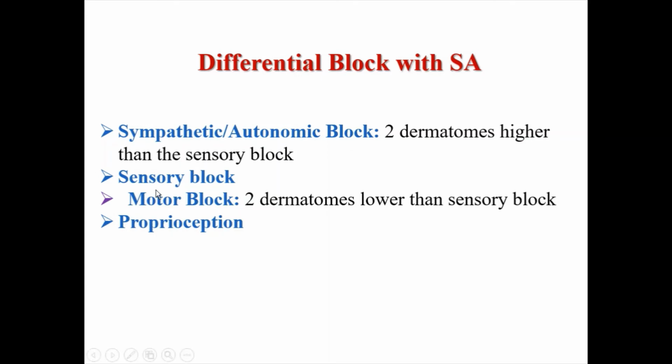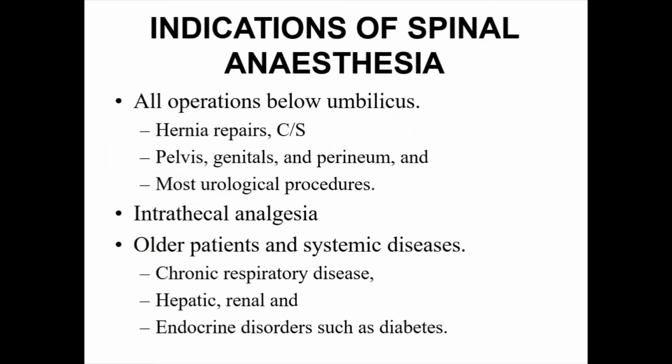Here we can check it by testing temperature or pain. Motor block is two dermatomes lower than sensory block, and then proprioception is the last, as I have said.